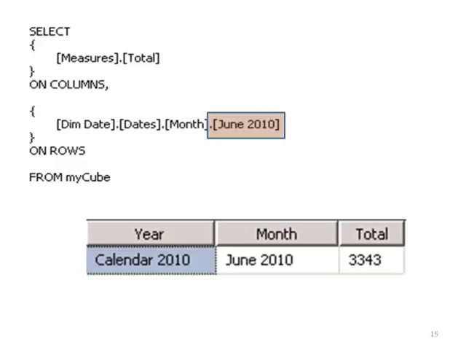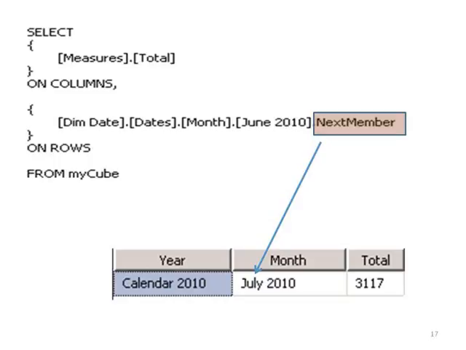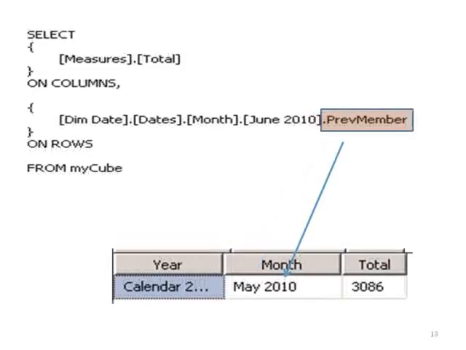But remember, a key point about the hierarchies is they store the data in a structured order. So as well as just talking about June 2010, it does make sense to the MDX system to talk about the next member after June. If we extend the query to say June 2010 next member, the query will return July. Or indeed, we could talk about the previous member, and the previous member to June 2010 is May 2010.